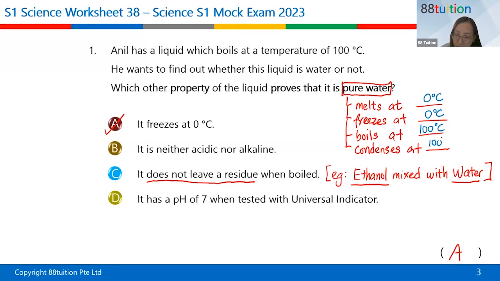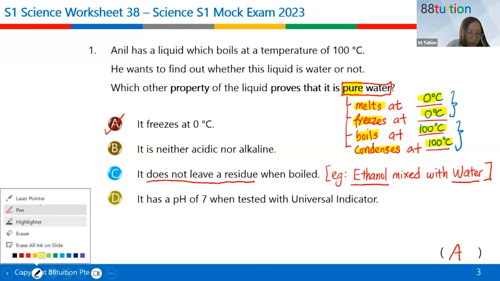Condensation is also at 100. Do you notice that these two numbers are the same? These two numbers are the same. So this is important. If anything is pure, it will melt at a fixed temperature, it will freeze at a fixed temperature, it will boil at a fixed temperature, it will condense at a fixed temperature.